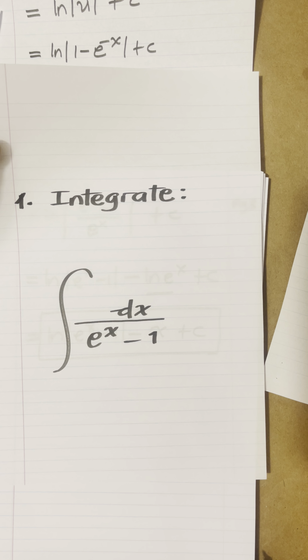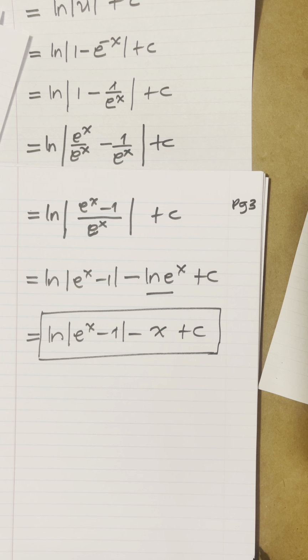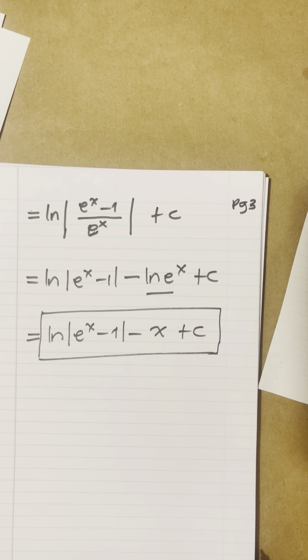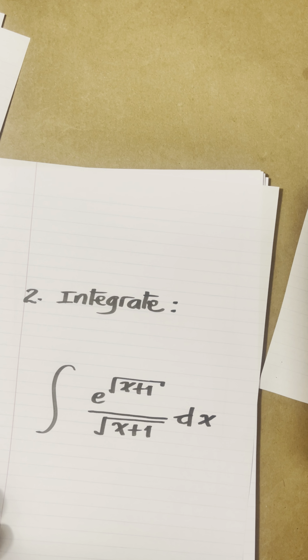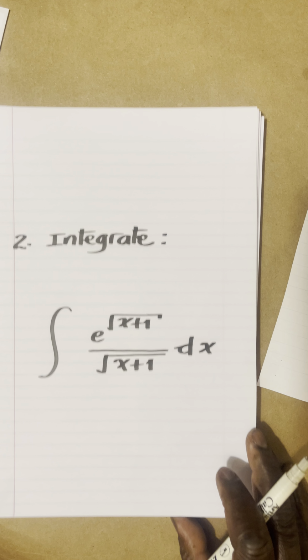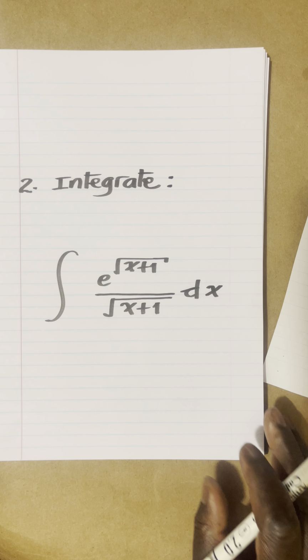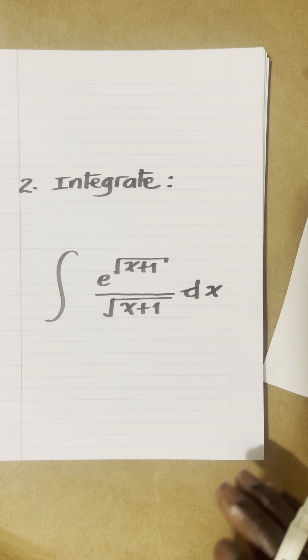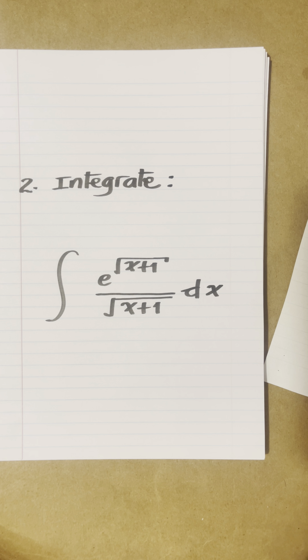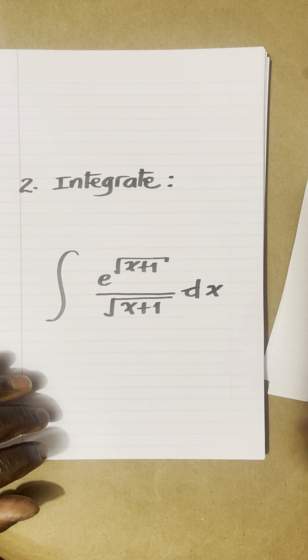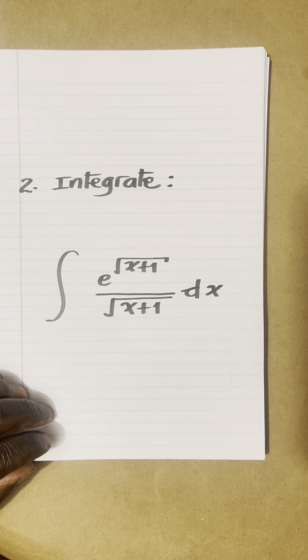Now moving on to the second integral in this video. Our second integral is this one here. Allow me to move to the next page. There is our second integral. It's the integral of e to the power the square root of x plus 1 all over the square root of x plus 1 dx. Basically, they are positive square roots. So this is going to be our page 4 now.